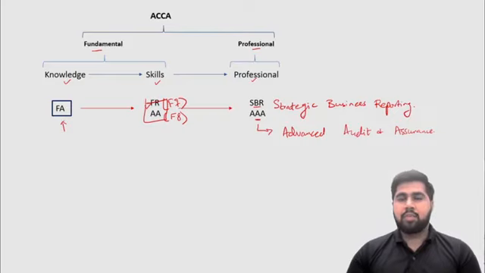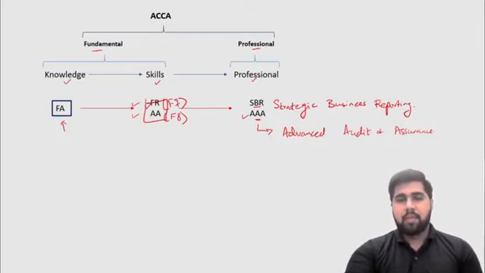Since the knowledge that you gain in this paper is carried forward in FR, which you have to give in order to pass ACCA, and AA, which again you have to give, and SBR is one of the strategic essentials, your professional optionals papers. So at least for these three, FR, AA and SBR, you need a good grip on FA in order to pass them, which will help you become an ACCA affiliate, right? Therefore, the knowledge you gain in this paper is very crucial.